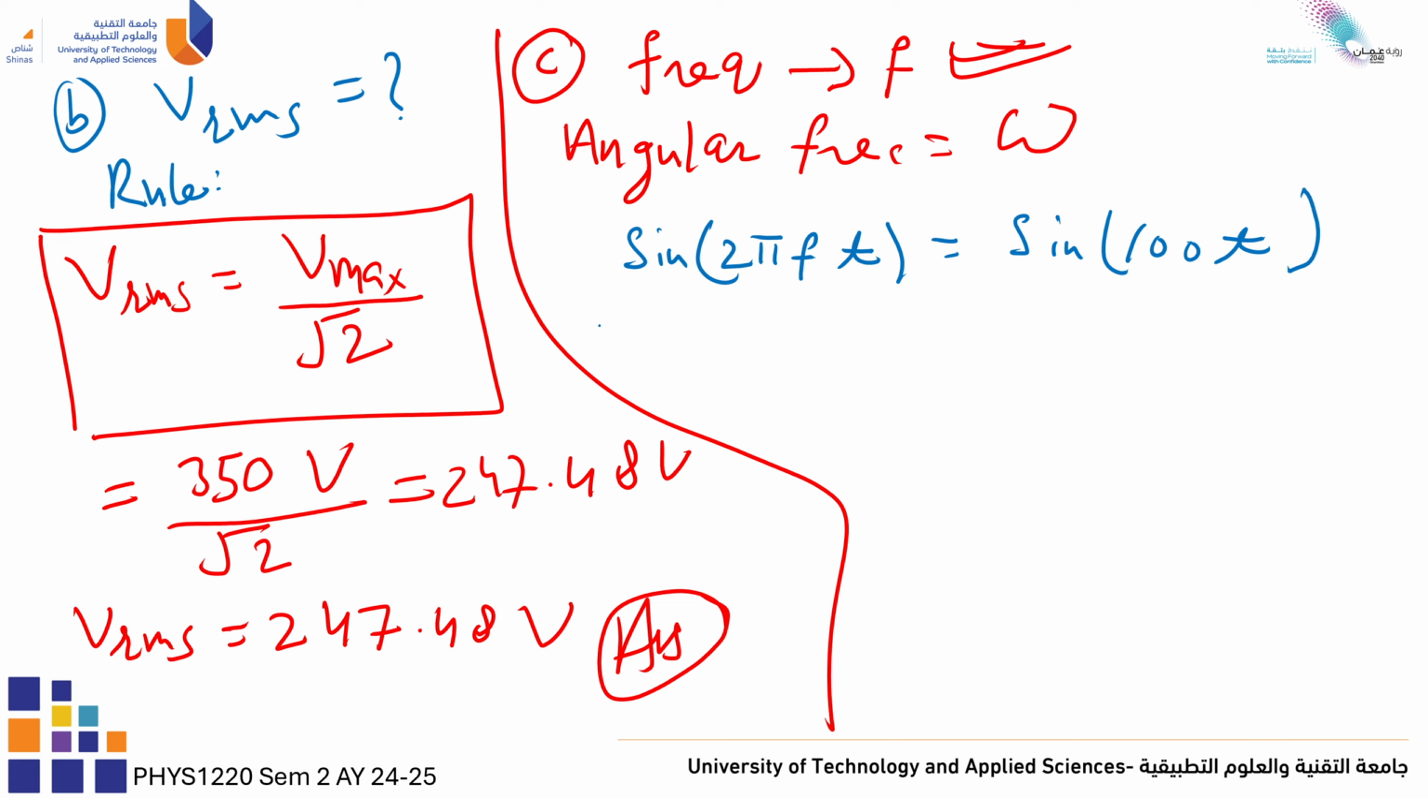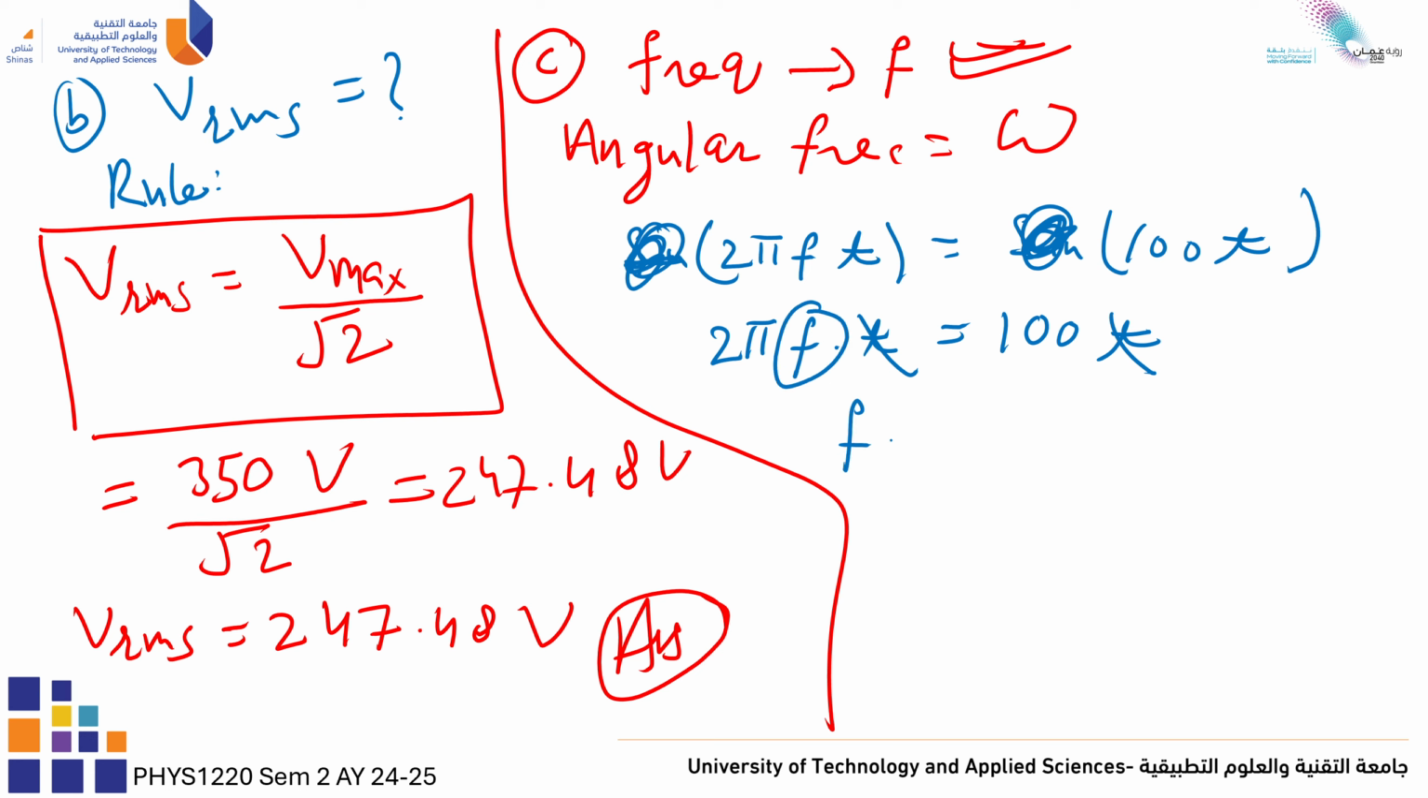According to trigonometry, according to mathematics, we can ignore this sine trigonometric function. If they are the same, they are equal, no need for the sine function. Now directly I can write, this is 2 pi f multiplied by the time t, and here this is 100 multiplied by t. So the t cancels out, and I need to find the value of f.